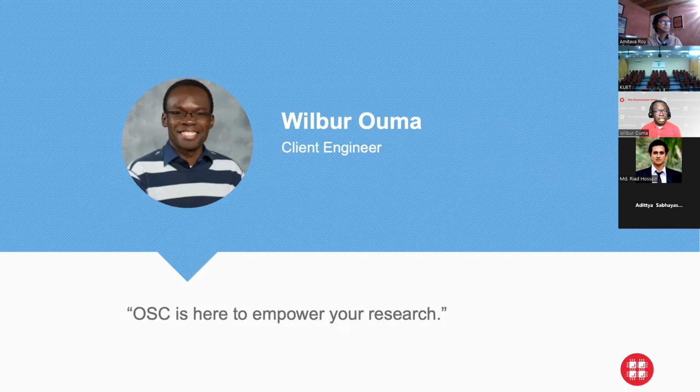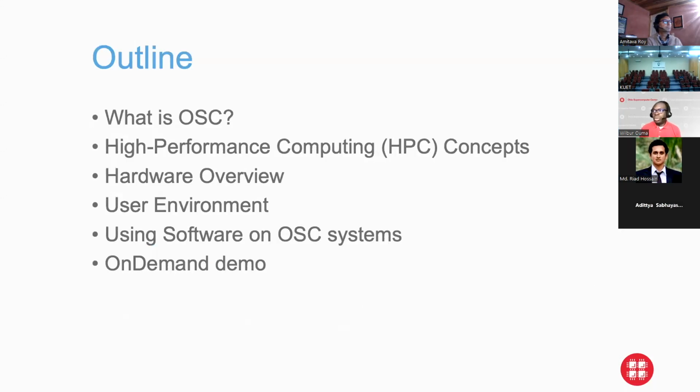I've already introduced myself, but what I want us to talk about today is, first of all, to just give a brief introduction of what OSC is. And then I'll talk about some HPC concepts. And by this, I'll just be defining things like nodes and clusters and cores and GPUs, generally just the hardware of the supercomputer. And then I'll talk about an overview of the actual supercomputer that we have at OSC, the hardware overview of the cluster, like how many nodes, how many types of processors we have. And then briefly, I'll talk about the user environment.